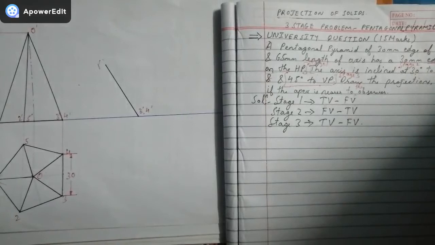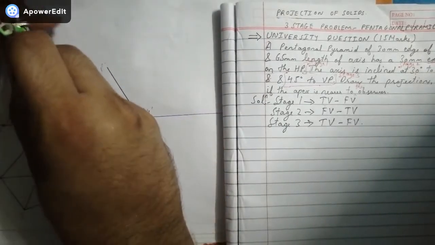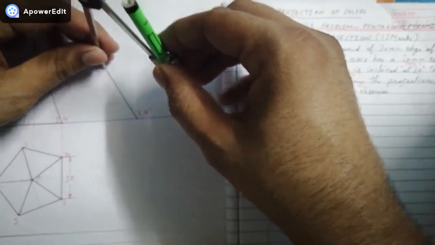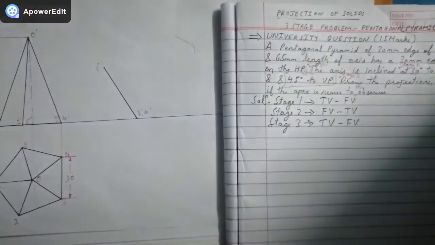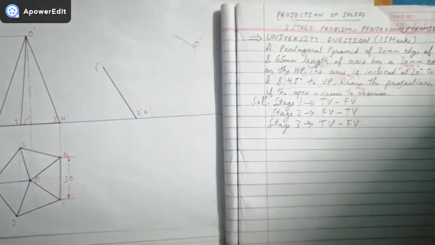Now let me mark the points from 3 dash, 4 dash to O dash. The distance will be taken in the compass. Whatever the distance is, I'll take it over here and cut the arc. In the same way for 1 dash to O dash, the distance will be comparatively a bit more. Whatever it is, I'll take it over here and cut the arc. Once I get the point, it is better to write it then and there, O dash.